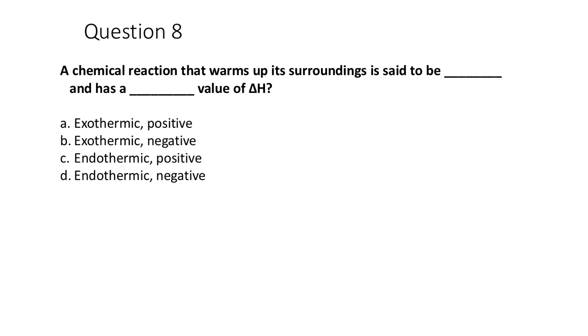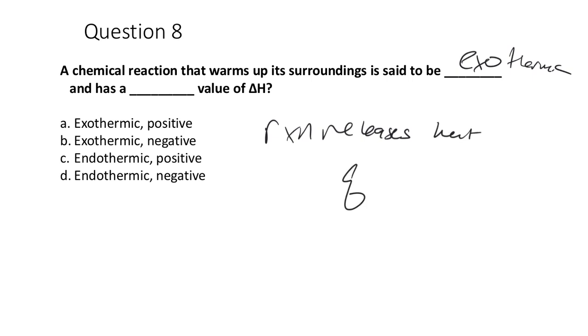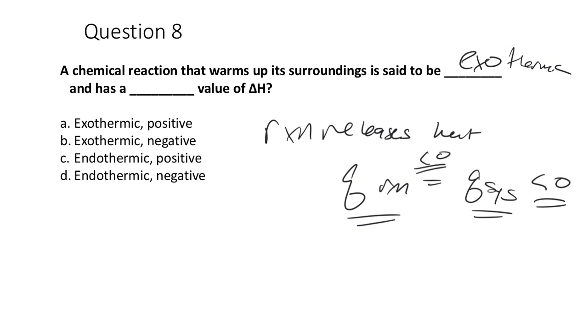Number 8, a chemical reaction that warms up its surroundings is said to be exothermic. Sometimes we get these backwards, but exothermic means the reaction releases heat. That would be Q reaction. We often think of this as the system. So the system and the reaction are the same thing, and then this would be less than 0. So Q reaction less than 0 is where the reaction is losing heat.